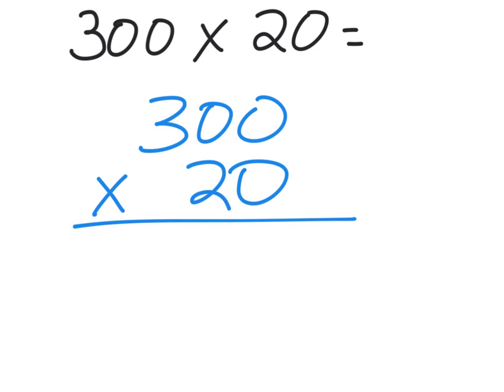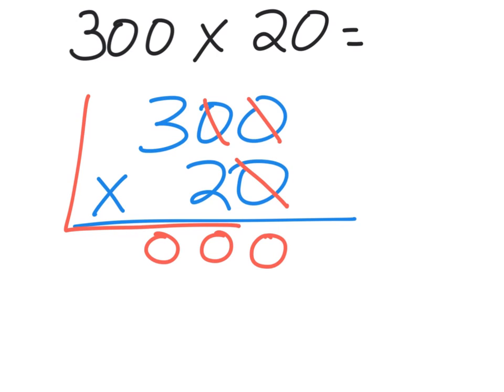Now what I'm going to do is count 1, 2, 3 zeros at the end of the numbers. Put those down in my answer. 1, 2, 3 zeros. What is left? 3 times 2 is 6. My answer is 6,000. Okay, anytime you have zeros at the end, you can use the shortcut. Put them in the answer right away. Let's look at another one.